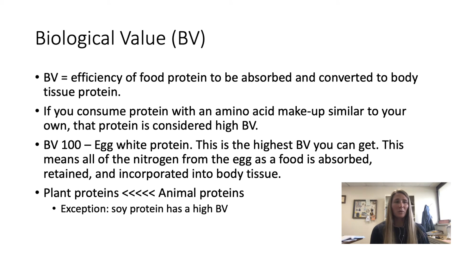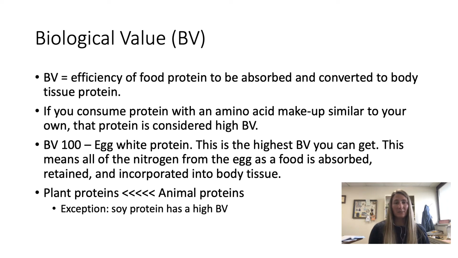Then lastly, I'm going to finish with what we call biological value, or the BV. BV, in the simplest terms, is the efficiency of food protein to be absorbed and converted to body tissue. Any food you eat that has protein has amino acids, and those amino acids have a nitrogen or an amine group associated with them. If those amino acids mimic the makeup of your body, then we say that's a high biological value food. High BV foods would be animal proteins, because animal protein structure more closely matches our body's protein structure as compared to plants.